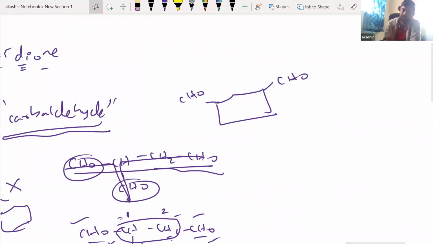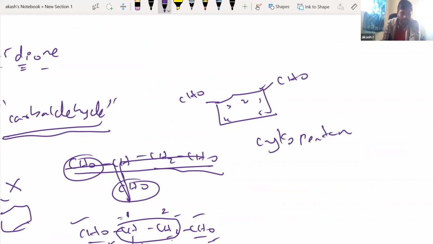Very easy now, people. Now we have to number it like this: 1, 2, 3, 4, 5. 5 carbon atoms total. So it is going to be cyclopentan. Done. And in the first and third carbon atom, we have aldehyde. Again, you're not able to account for it. So we'll write 1,3 dicarbaldehyde. That's it. Very simple. So these kinds of structures, you must be very, very, very careful.